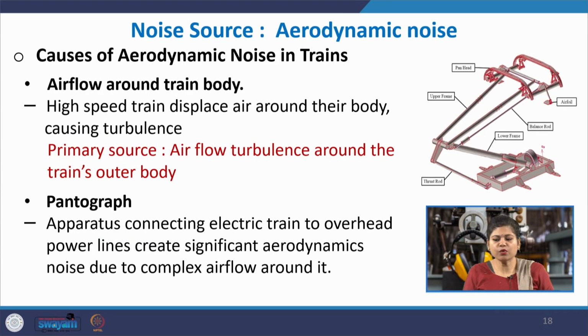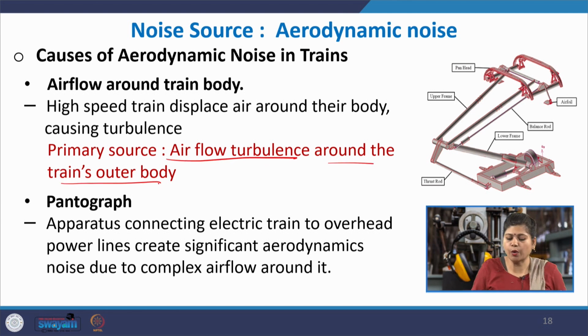Then we have the aerodynamic noise. What are the causes of aerodynamic noise in trains? Obviously, when the train is moving at a high speed, it is displacing the air around its body. Just like in the case of a passenger train, when the air is being displaced around its body, turbulence can be created and fluid flow noise is generated. So the primary source is the airflow turbulence which occurs around the train's outer body.